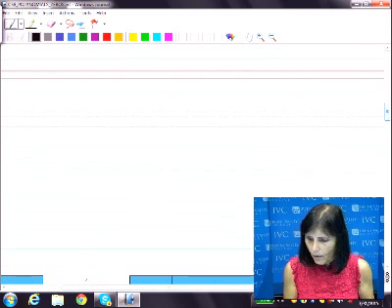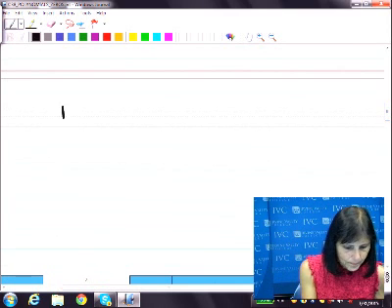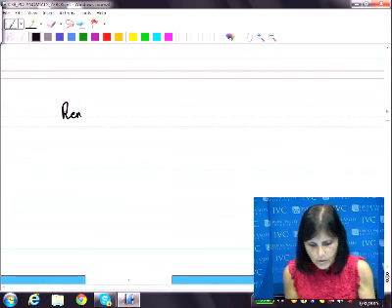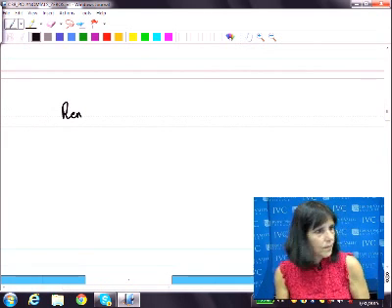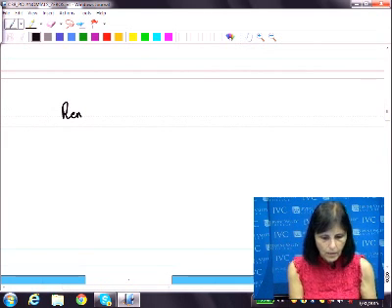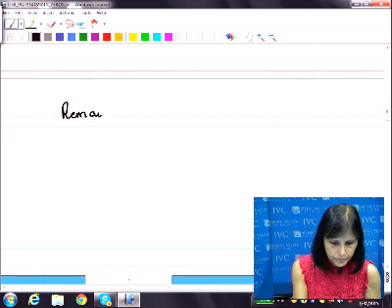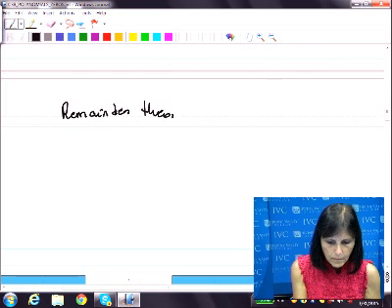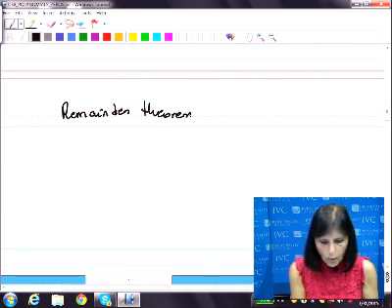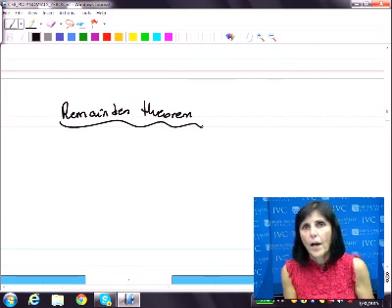Okay, now the remainder theorem. Let me move this a little bit. Okay, this is how it works. I apologize for my handwriting because I usually type.